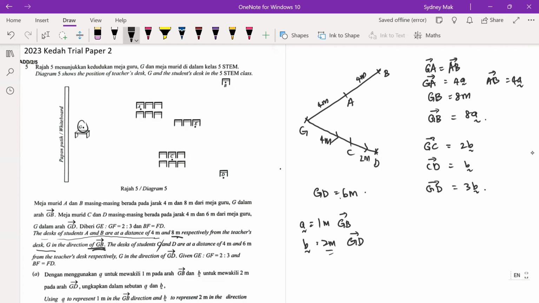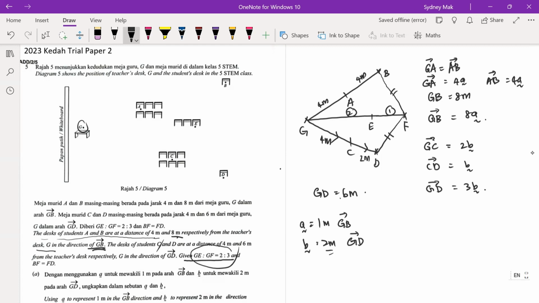Okay, and then we have GE equals to GF. Now GE, let's say E is somewhere here. Where is F? Not sure. Let's just simply put it like this. G to E is 2 parts. G to F is 3 parts. Therefore, E to F is just 1 part. And then we have BF and FD. B joined to F and joined to D. They are equal in length.